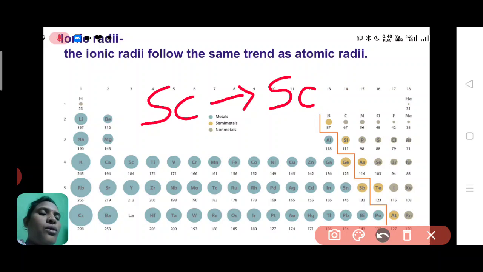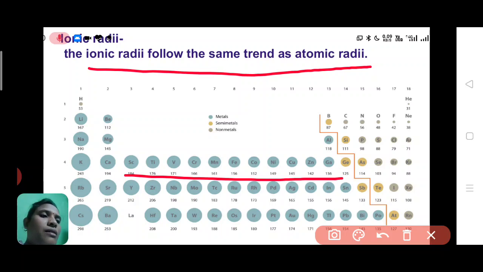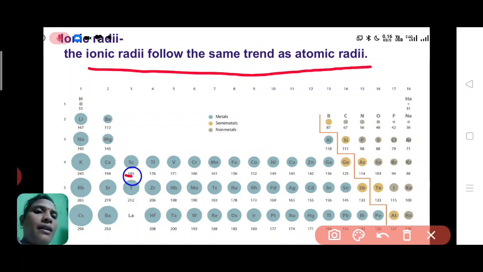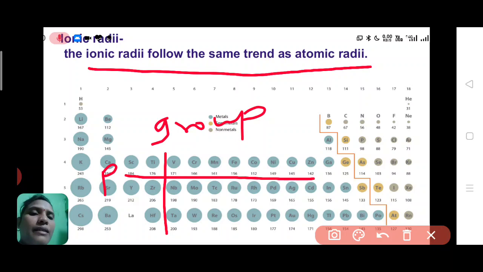Now ionic radii follow the same trend as atomic radii. You know, atomic radii are decreasing from left to right in the periodic table and increasing from top to bottom in a group of the periodic table. This is a group and this is a row, or we can say period.